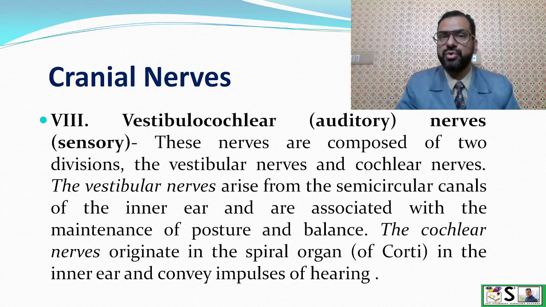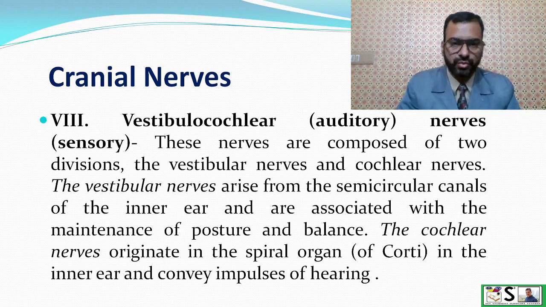Eighth is the vestibulocochlear nerve. The vestibulocochlear nerve is composed of two divisions, the vestibular nerve and cochlear nerve. Both are sensory. The vestibular nerve arises from the semicircular canals of the inner ear and is associated with the maintenance of posture and balance. The cochlear nerve division originates in the spiral organ, that is the organ of Corti in the inner ear, and conveys impulses of hearing.